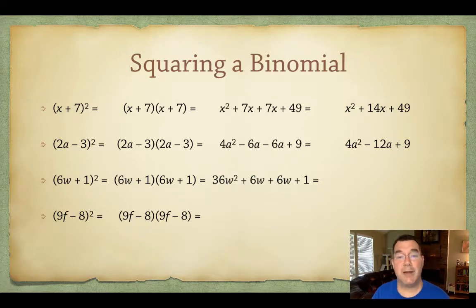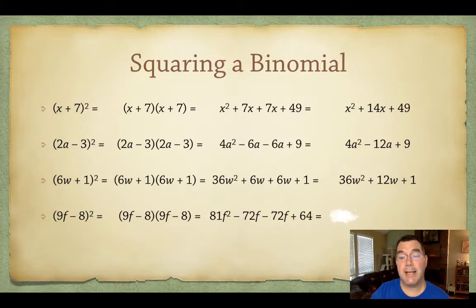In the third example, if I multiply those 6w plus 1s together, I will get 36w squared plus 6w again plus 1, and I can collect the w's in the middle again to get 36w squared plus 12w plus 1. And in the very last example, if I multiply those together, I get 81f squared minus 72f minus 72f again plus 64. And that simplifies to be 81f squared minus 144f plus 64.